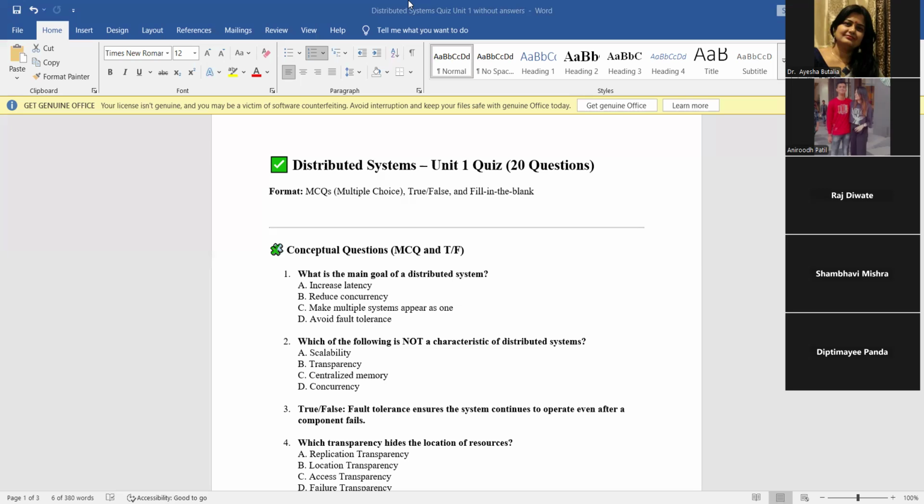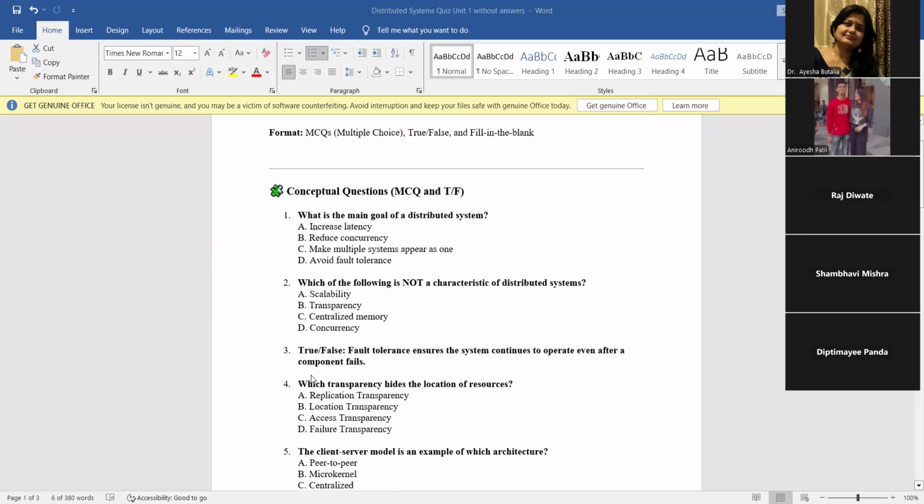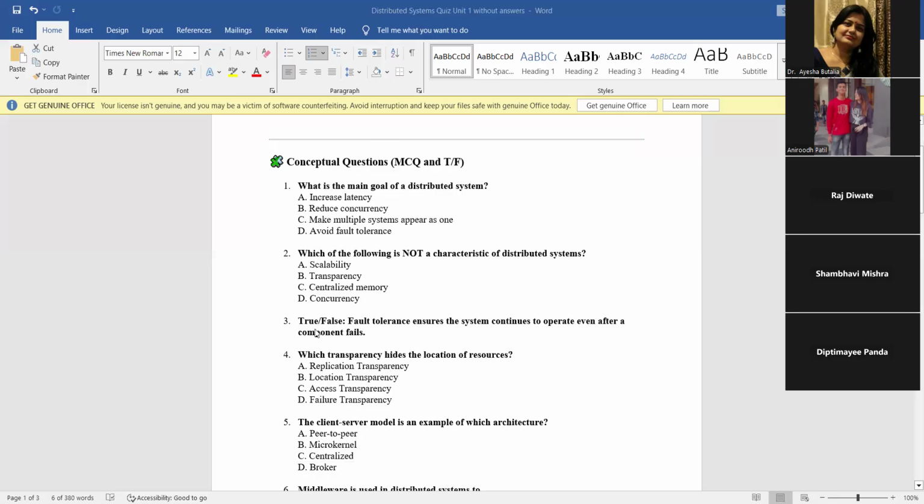Yes, Dipti Maya, the answer is correct. It is C, centralized memory. Fine, so it is not a characteristic. We have a shared memory concept in distributed system, and of course that is called centralized memory, but it is not a characteristic. It is a requirement. Fine. So third, fault tolerance ensures the system continues to operate even after a component fails.